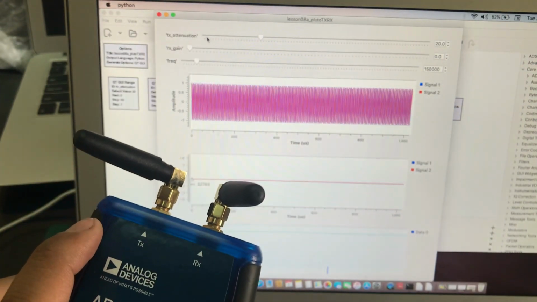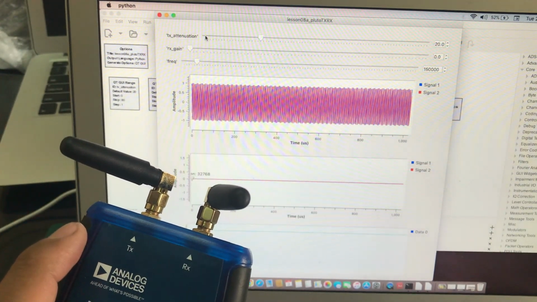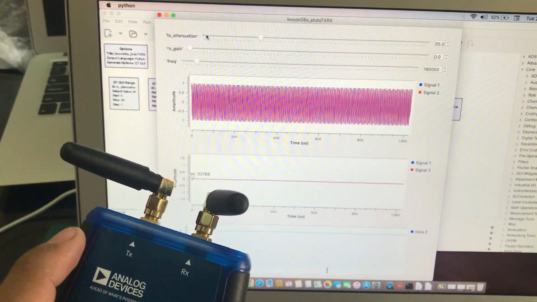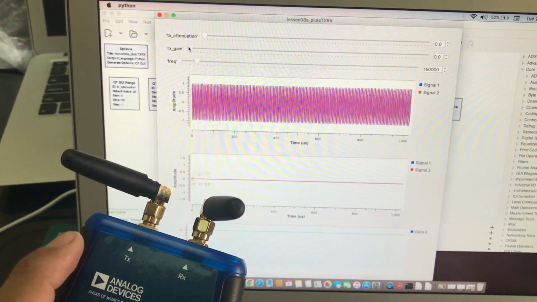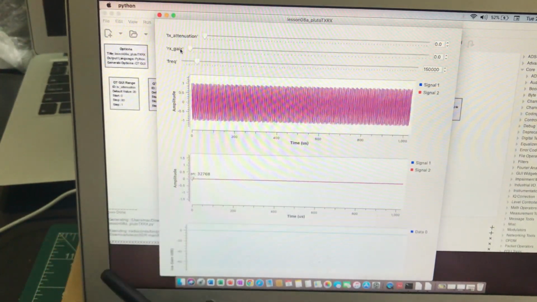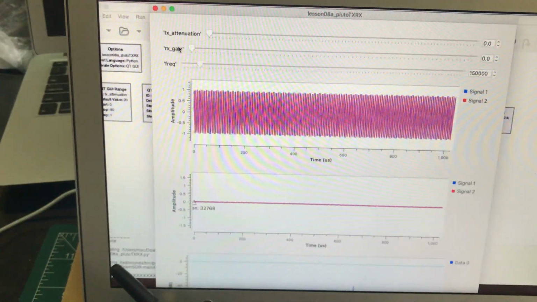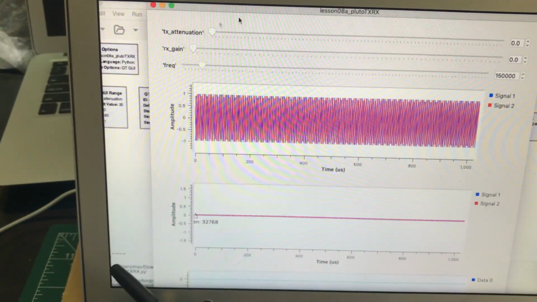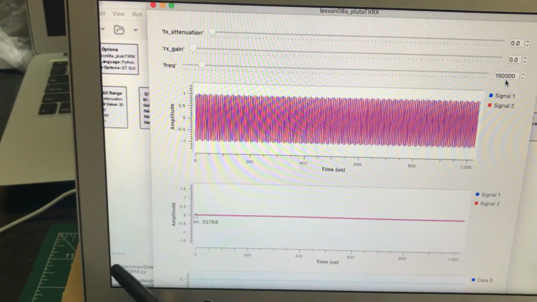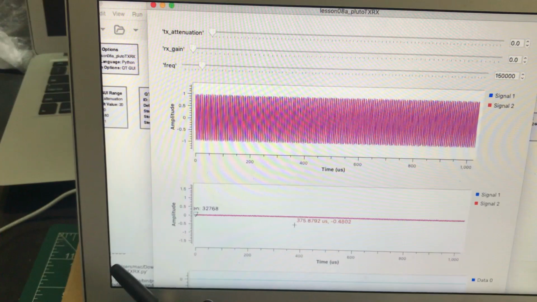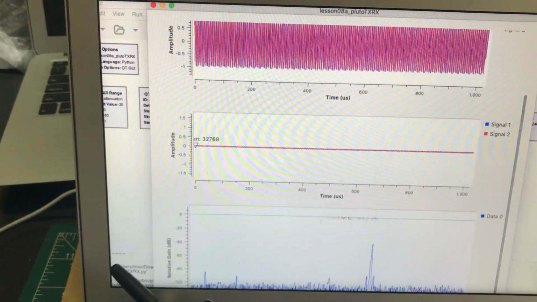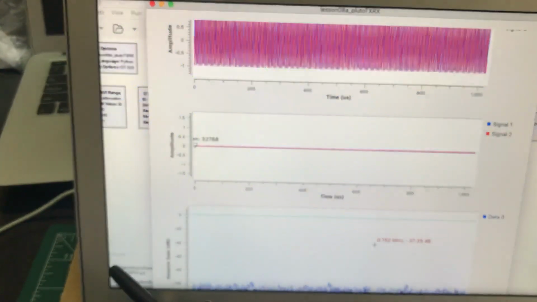I'm going to make my transmitting attenuation 0, just to get a baseline. My receive gain is 0, my transmission gain is 0, and I am transmitting a signal at 150 kilohertz. This is what is being received in time domain, and this is what I'm seeing right now in frequency domain.